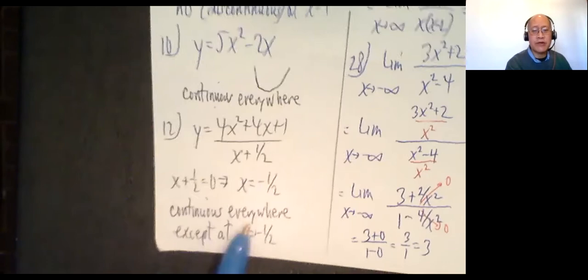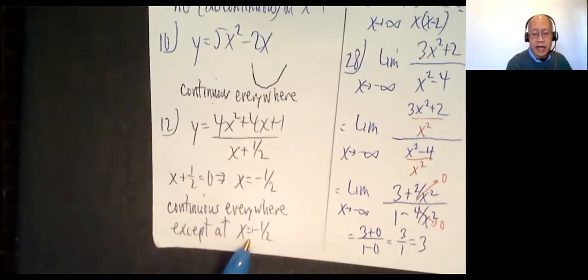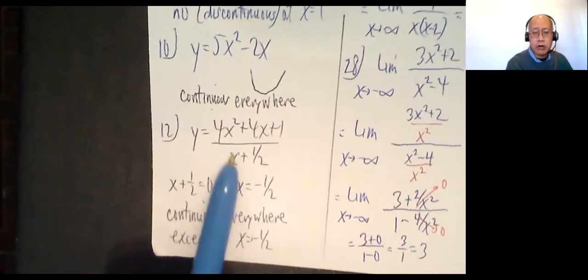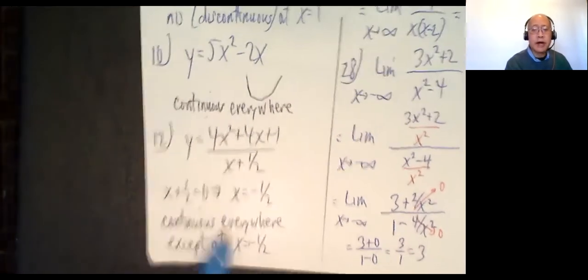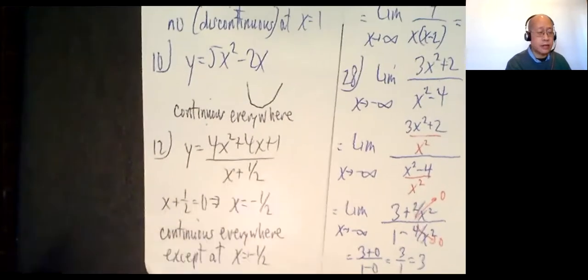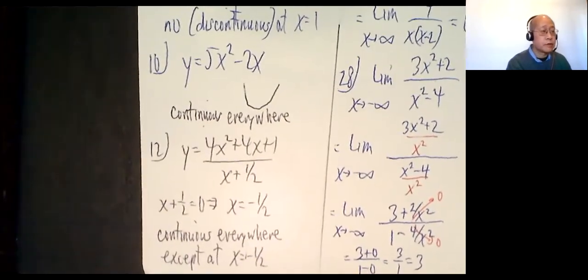All right, so the conclusion I'm going to draw is the function is continuous everywhere except at x equals negative a half. At negative a half, you're going to get a 0 on the bottom. Can't do it. But any other number that you plug in, the function will be continuous because the function will be defined there. That's what we have here.